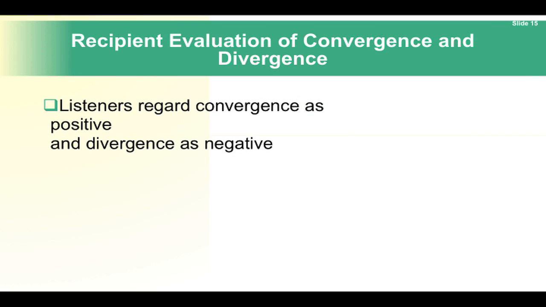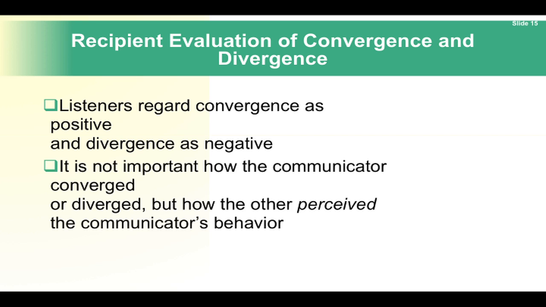Recipient evaluation of convergence and divergence. Listeners regard convergence as positive and divergence as negative. It is not important how the communicator converged or diverged, but how the other perceived the communicator's behavior.